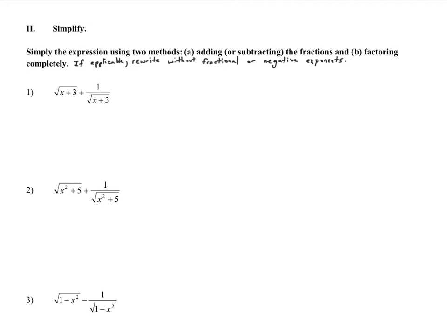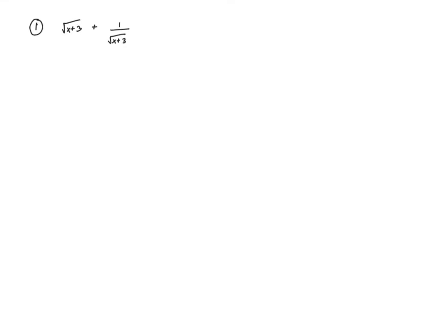Okay, part 2. The directions say simplify the expression using two methods. A, adding or subtracting the fractions, and B, factoring completely. Number 1, part A. It might help if we write the square root of x plus 3 divided by 1. Now, to add these two fractions, we need a least common denominator. In this case, the least common denominator is the square root of x plus 3.